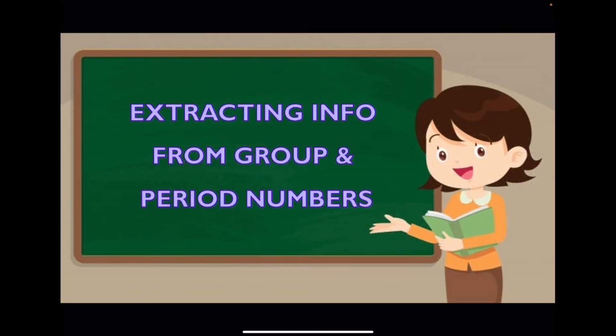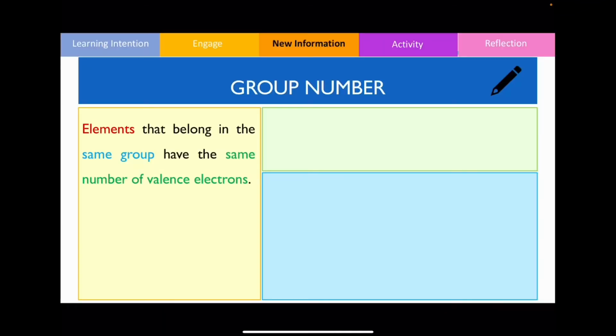The next thing I want to talk about is extracting information based on the group number or period number that the element is found in. For the group number, elements that belong in the exact same group always have the exact same number of valence electrons. So elements found in the same column will have the same number of outer shell electrons. Furthermore, the group number can also be used to predict the ionic charge of an atom.